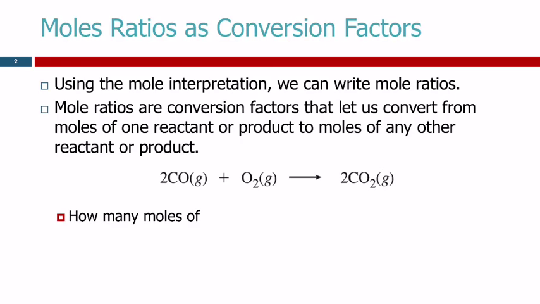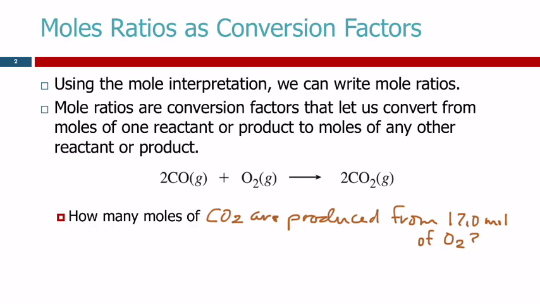So how many moles of carbon dioxide are produced from 17 moles of oxygen? Well, we've got 17 moles of oxygen reacting, and we want to know how many moles of carbon dioxide are produced. This is our starting unit and number, and moles of CO2 are what we're trying to get to.